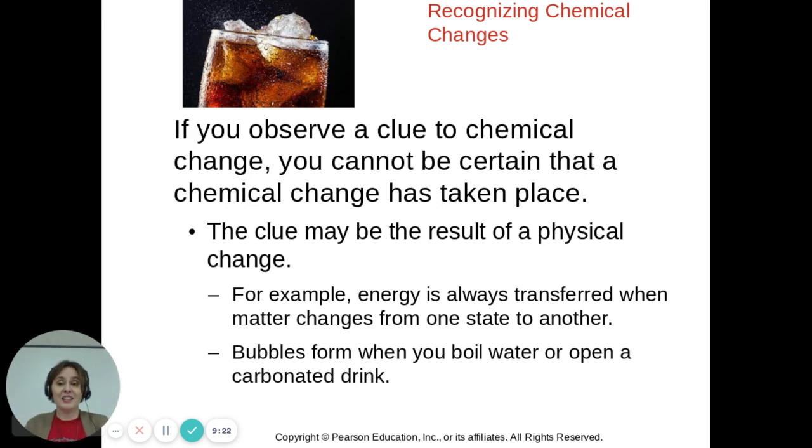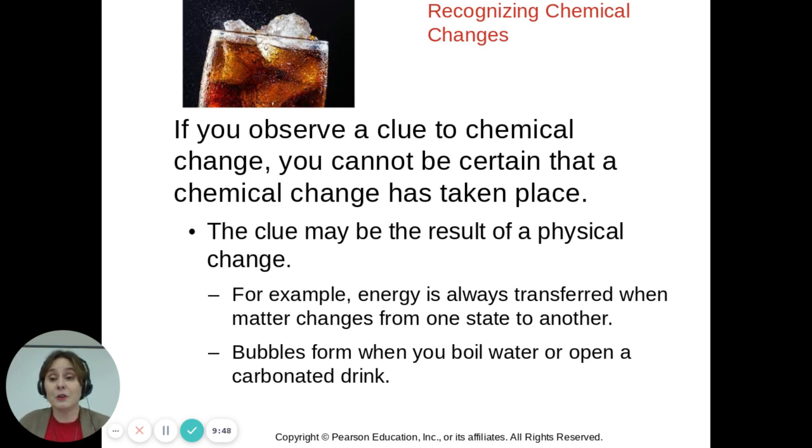But, and it's a big but, if you observe a clue, if you can see bubbles happening, you really can't be 100% sure that a chemical change has taken place. It could be physical. And we know that energy is always transferred when matter changes from one state to another. When you boil water, you're sending some of that liquid water into the gas phase, and you're going to form bubbles.